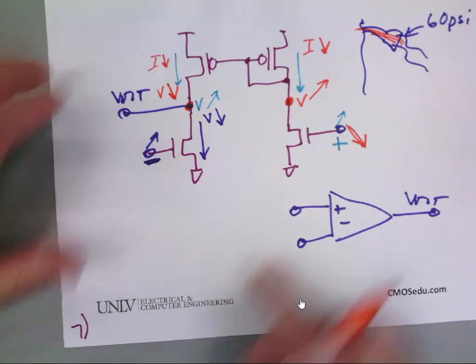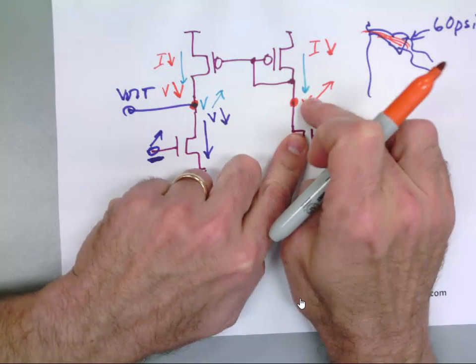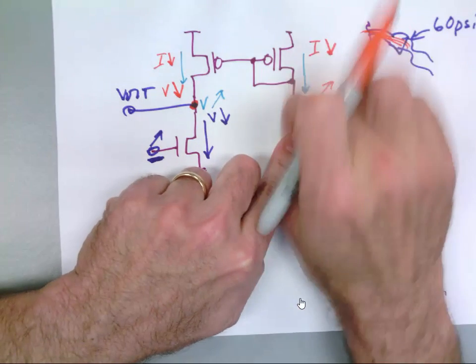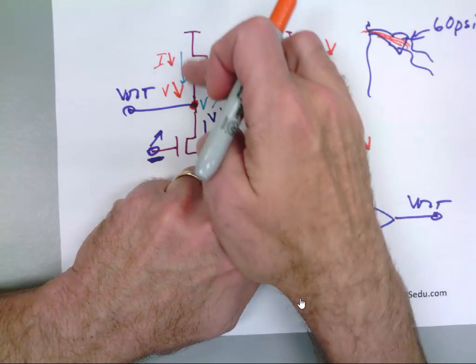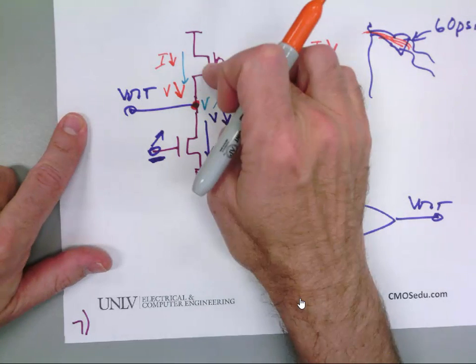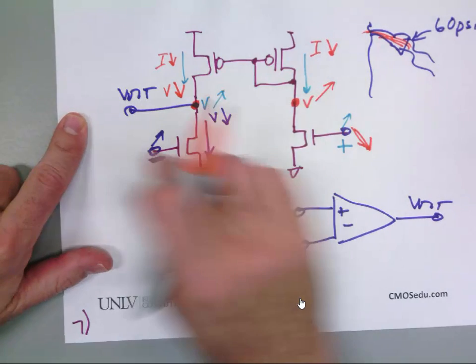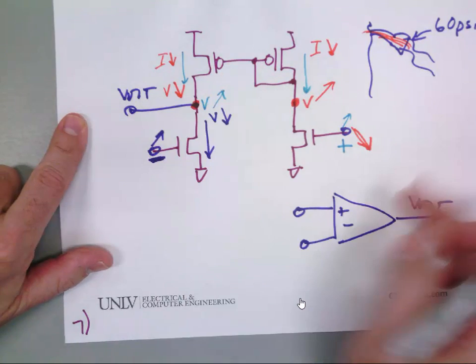One more time. Shut off this valve. Causes the pressure here to go up and the current to decrease. Current decrease causes the current over here to decrease, which means it doesn't have as much strength to pull this node up. So this guy's already pulling some amount down. So then this pressure starts to drop.